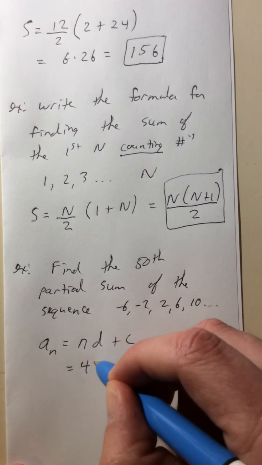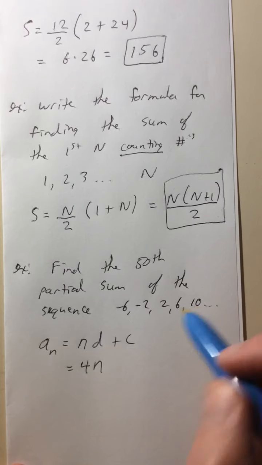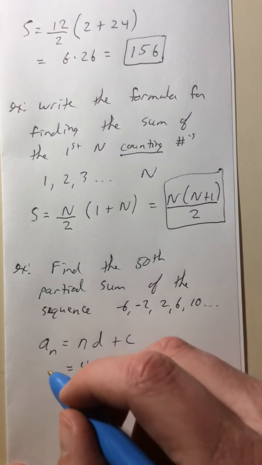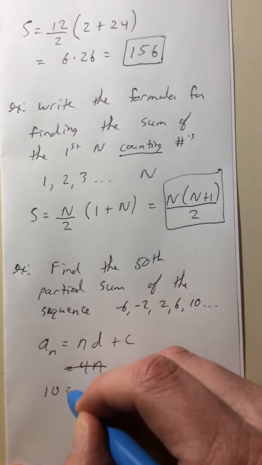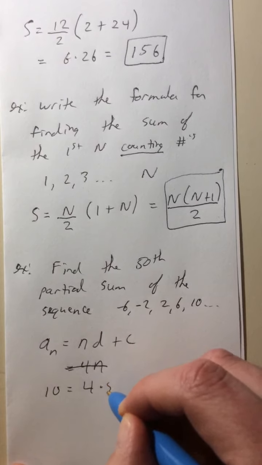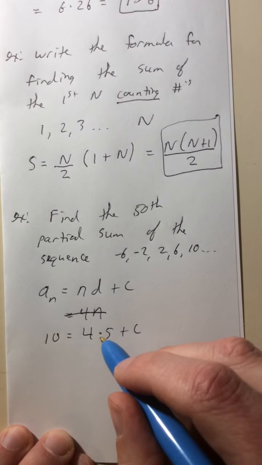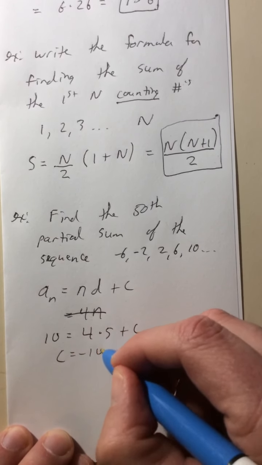So we got 4 times n. And let me just pick a nice number to work with here. Let's work with 10. That's the 1, 2, 3, 4, that's the fifth term. So I should have said 10 is the fifth term. 4 times 5 plus c. So that's 20 obviously, so subtract that. So I got c equals negative 10.